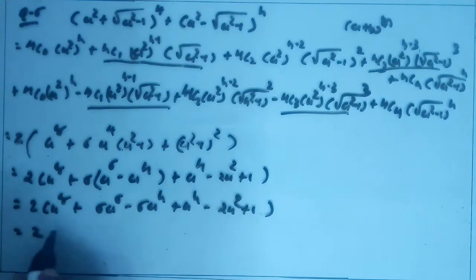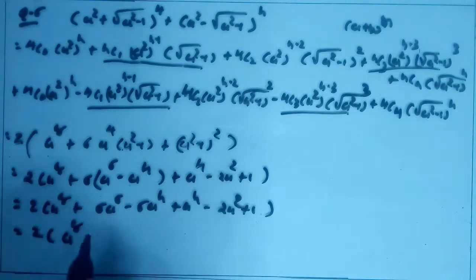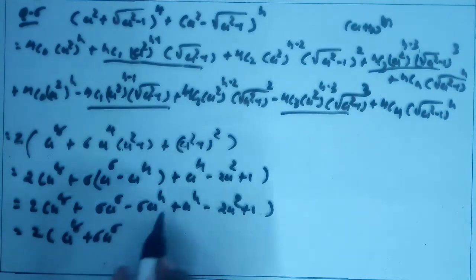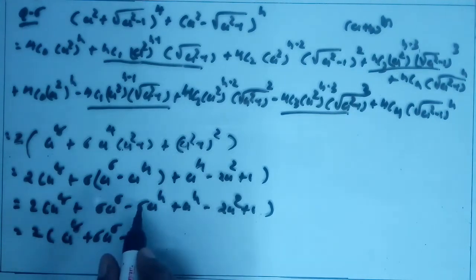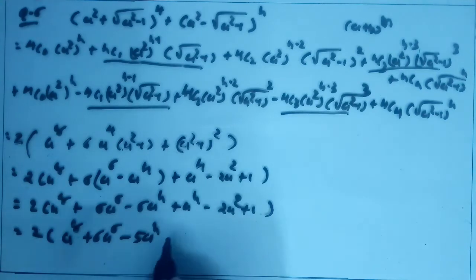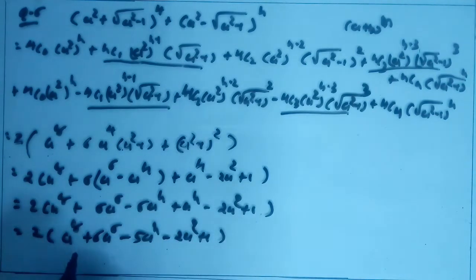So it is equal to, now here terms, first x⁸, then x⁶, only one term we have. x⁴ we have 2 terms, so minus 6 plus 1 becomes 5, so −5x⁴ − 2x² + 1. Clear? Answer.